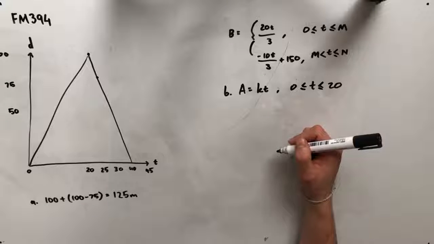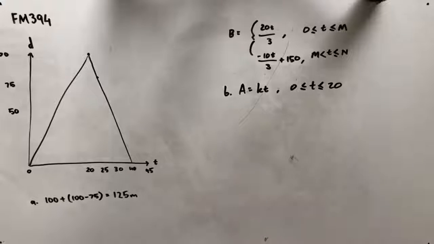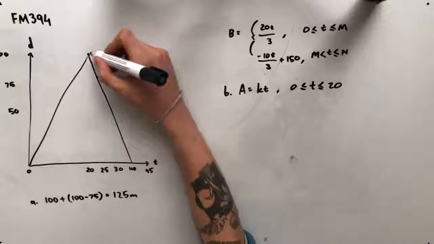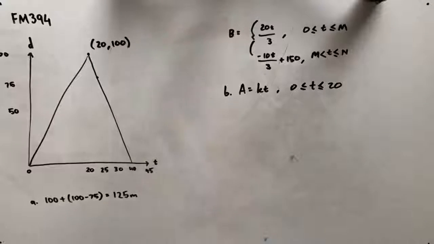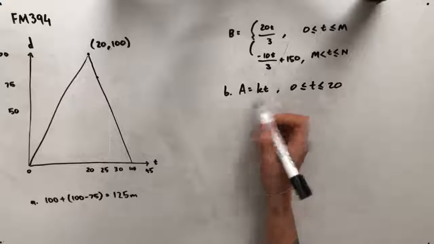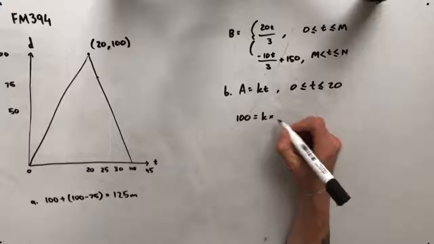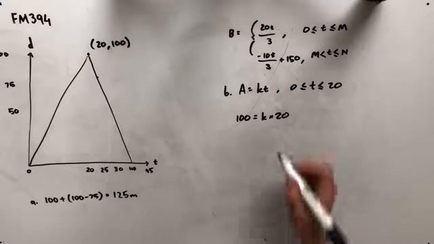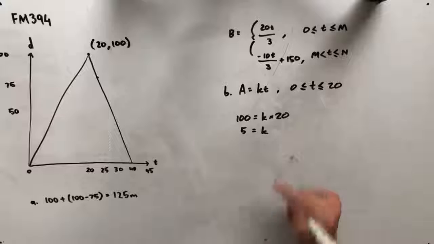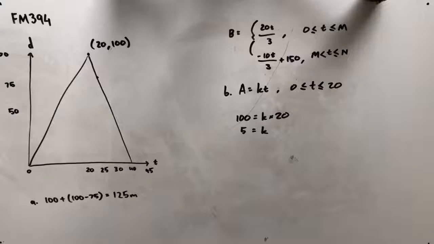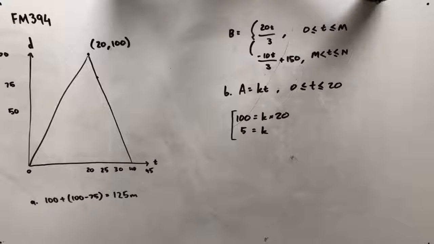So this we can do because we just have to substitute two values for A and t in order to solve for k. A pretty easy point for us to look at would be this one here, which is the point (20, 100). Substituting these values into our equation here, what we should get is that 100 is equal to k times 20. And by solving this equation, we end up with 5 is equal to k, by dividing by 20 on both sides. And this here shows that k is equal to 5.